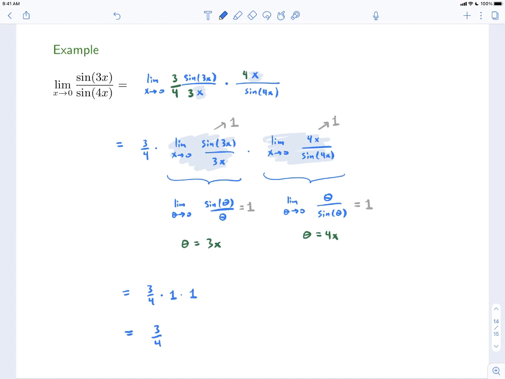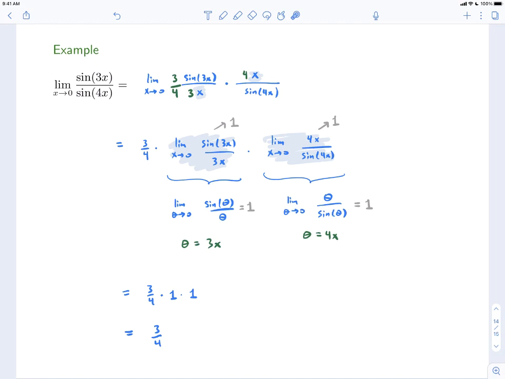So the limit as x goes to 0 of sine of 3x over sine of 4x is 3/4. You might notice that there's a 3 here and a 4 here, and we end up with 3/4. That's not a coincidence, but also it's not because things canceled. The reason why is that we had to multiply and divide by a 3 here, and we had to multiply and divide by a 4 here in order to get the sine of theta over theta form.